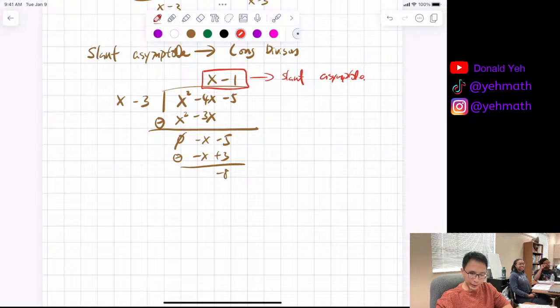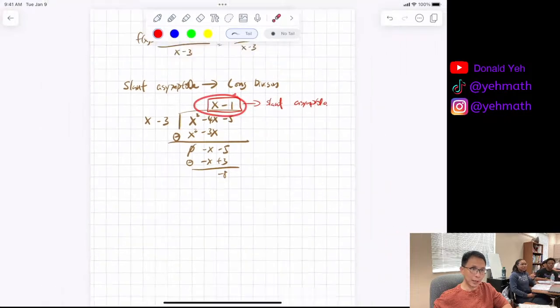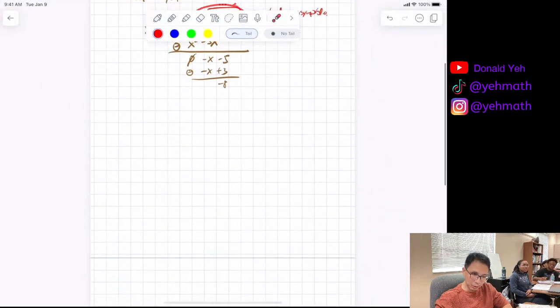So here is the slant asymptote. If you look at here where I highlight this part is the slant asymptote. So what I will do with the slant asymptote is I will just graph this function, but I'll graph it as a dotted line. So I go in.